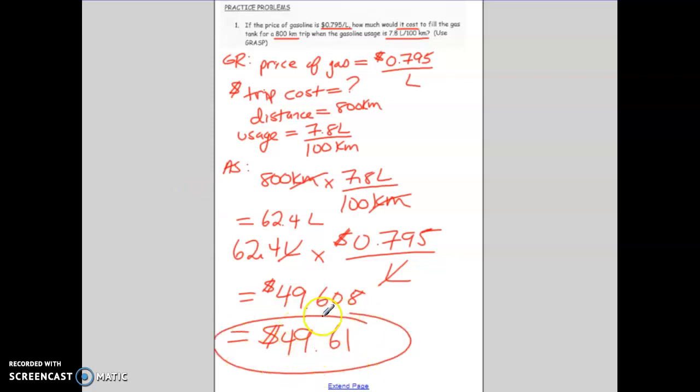So our final answer here would be $49.61. Now our P section would be to write a paraphrase. So we would write here a little sentence. I'm kind of running out of space, but you would write here, the price of gasoline for our total trip is $49.61. So money is always to two decimal places because that's how our units of cents are expressed.